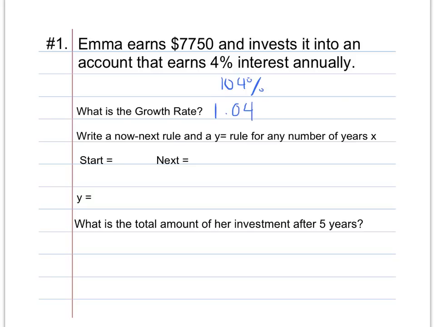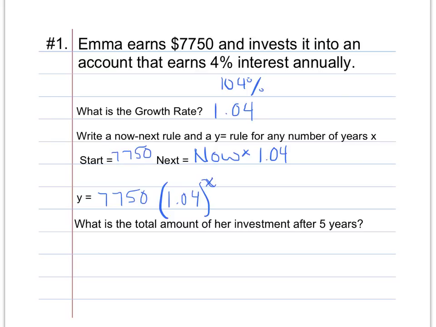We could make our now next rule. Start at $7,750. Next equals now times 1.04, 104%. And as a y equals rule, y equals $7,750 times 1.04 repeatedly, so to the x power.